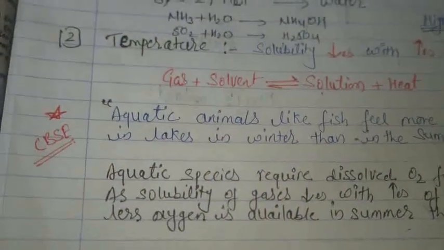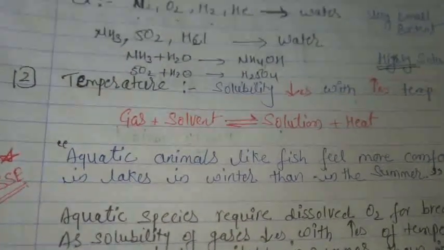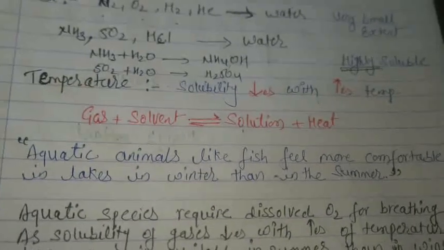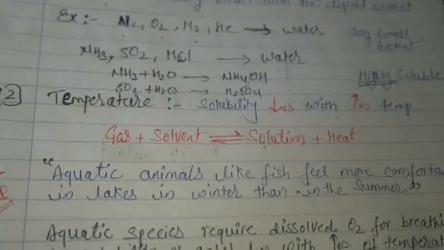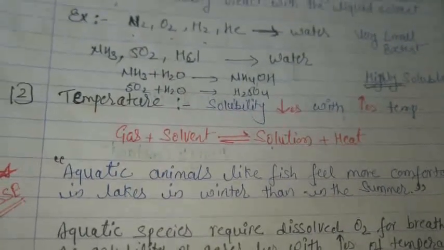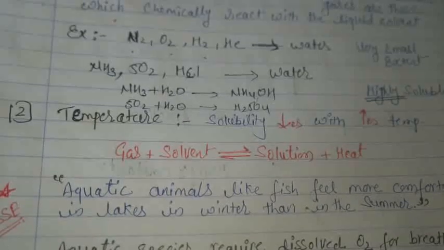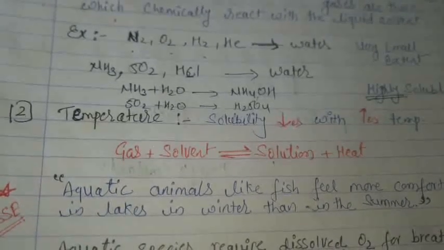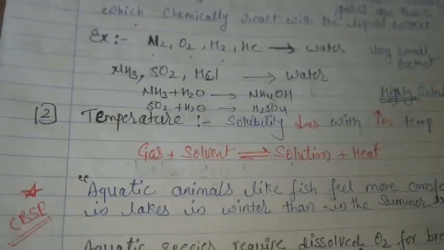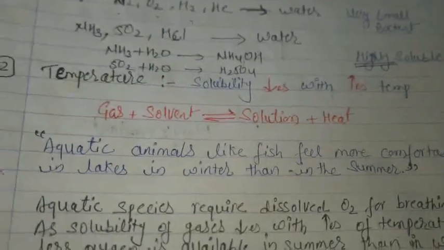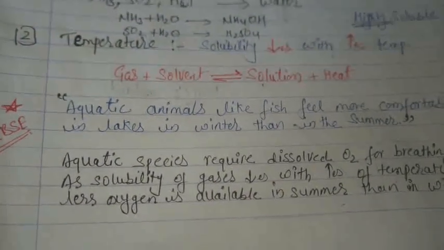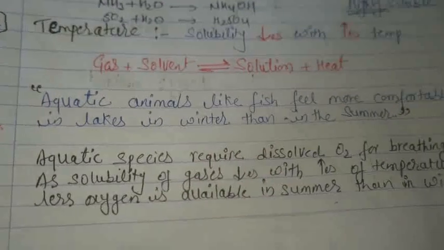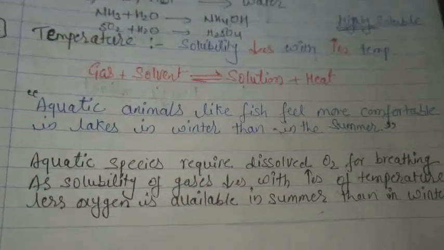Here we have an important board question: aquatic animals like fish feel more comfortable in lakes in winter than in the summer. Why? The answer can be explained in terms of two factors. One is temperature and another one is pressure, that is Henry's law. So here we discuss only temperature. On the basis of this factor, we can easily explain the answer.